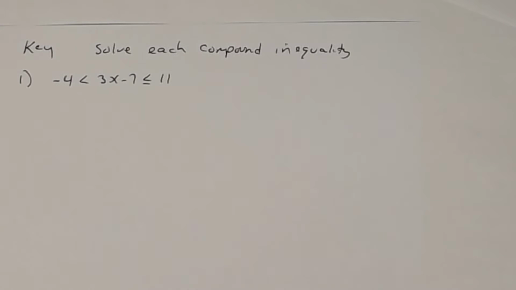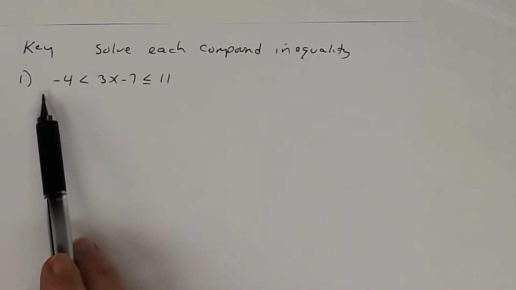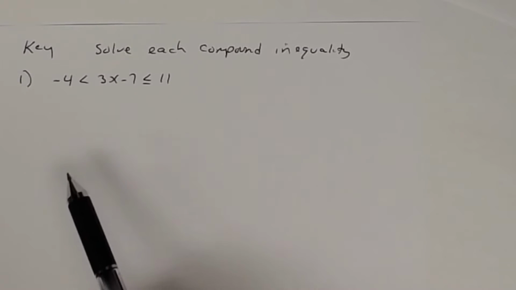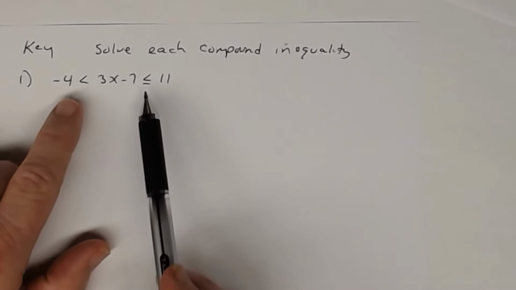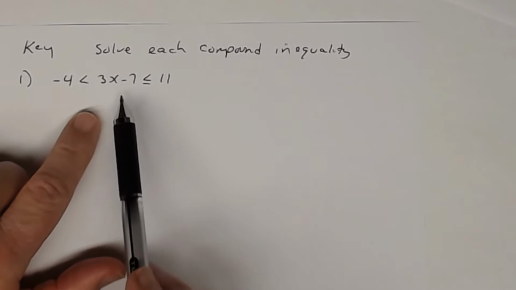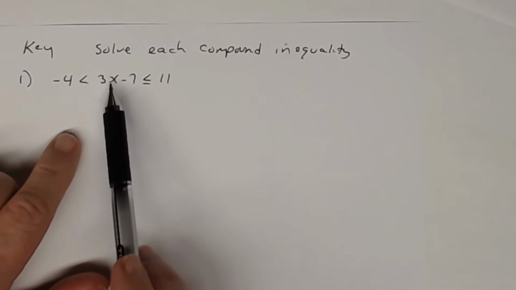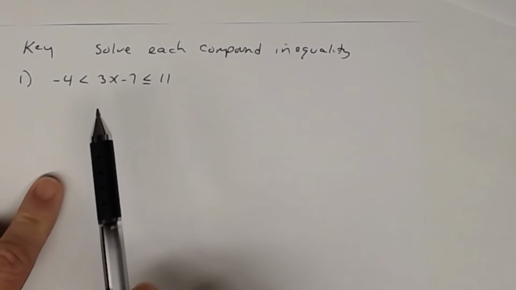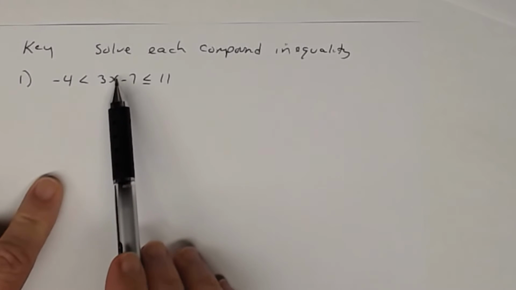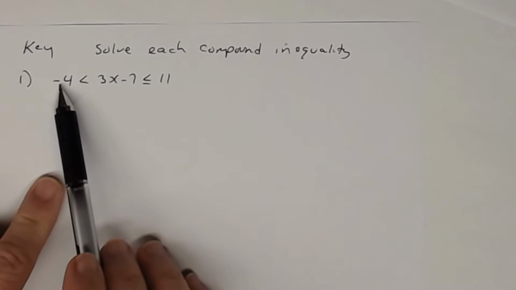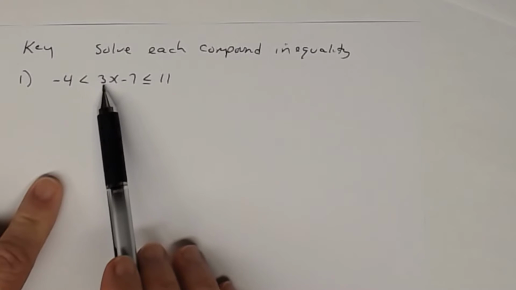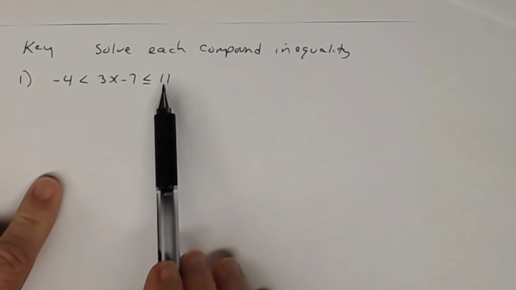This is the key to the quiz on solving compound inequalities. In number one, we have this linear compound inequality. One of the things that makes this a linear compound inequality is the fact that you have two inequality symbols. We want to find the values of x that will make this compound inequality a true statement, meaning that whatever value of x is the solution, -4 is going to be less than this value, and at the same time, this value has to be less than or equal to 11.